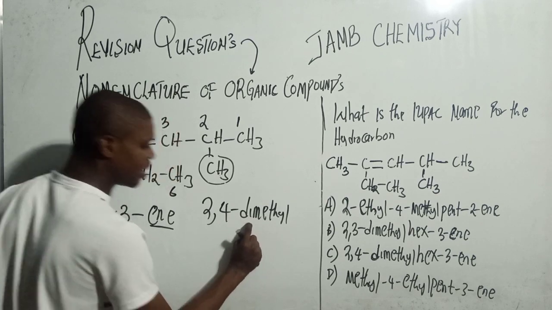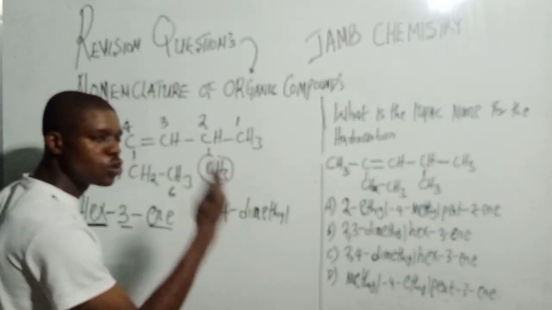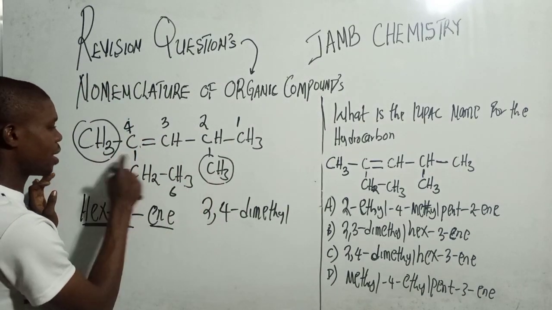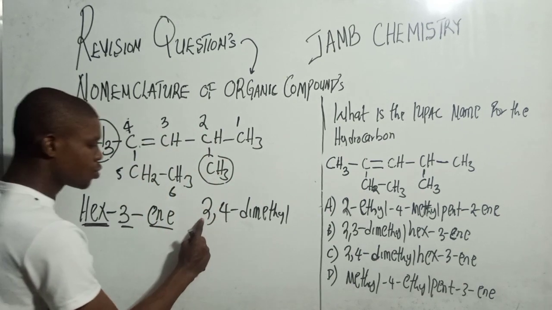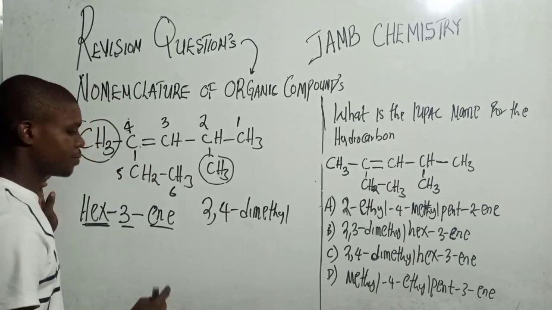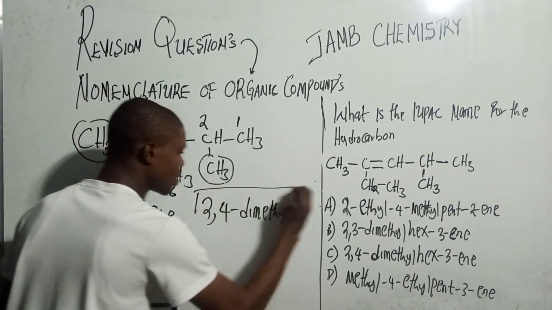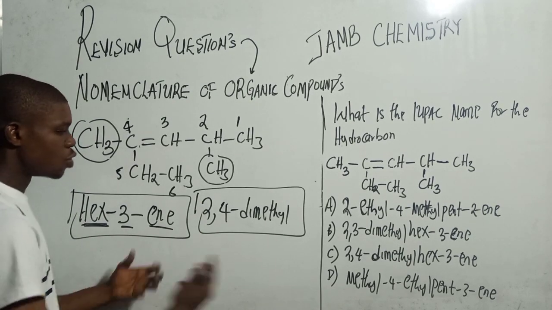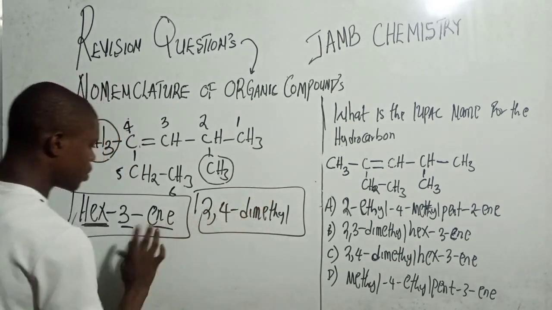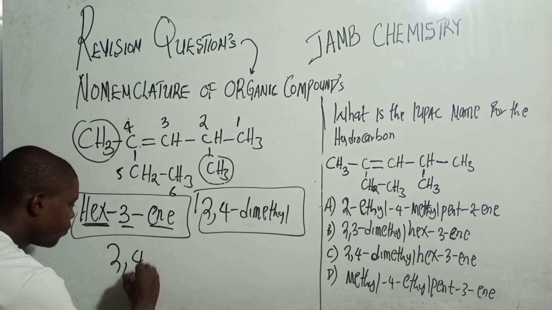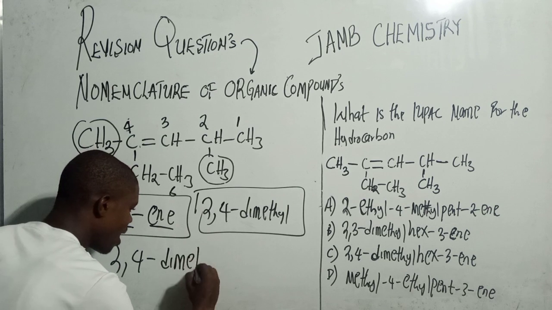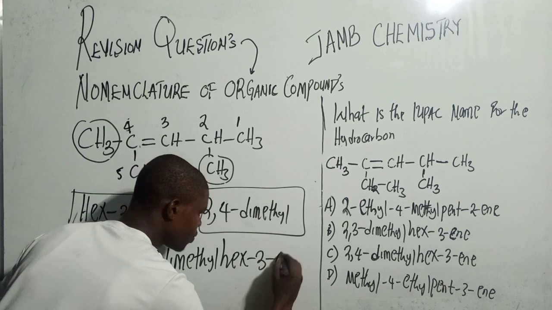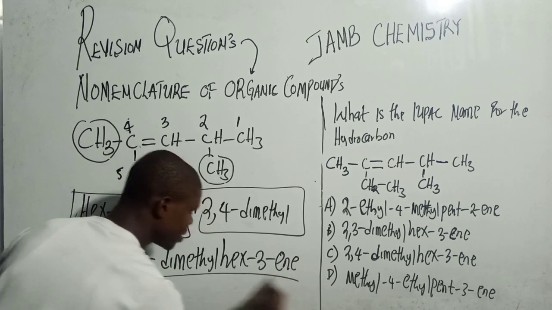This di here is a prefix that represents two same substituents. So that's why it's called di. Here we have two substituents attached to the parent chain. So that's why it's called 2,4-dimethyl. This is the substituent, and this is the parent chain, or the parent name. So now let's combine them together. This one will come first before this one. So it's going to be 2,4-dimethylhex-3-ene, this is the name.